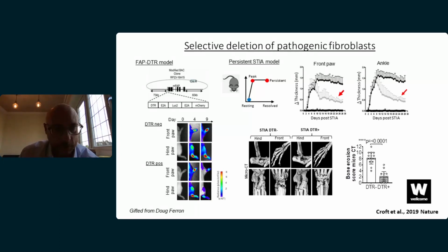this is a model called serum transfer-induced arthritis, which we've maintained persistently by giving recurrent doses of serum, so a chronic form of arthritis. Then we've given diphtheria toxin to deplete those fibroblasts. And you can see here that you get significant attenuation in the severity of joint inflammation in the mouse. This is both the front paw and the ankle. That also associates with significant protection against joint damage. So you can see here in the DTR positive mice, on bone micro-CT imaging during arthritis, if you deplete the FAP-expressing fibroblasts, you get less inflammation, but also less damage.